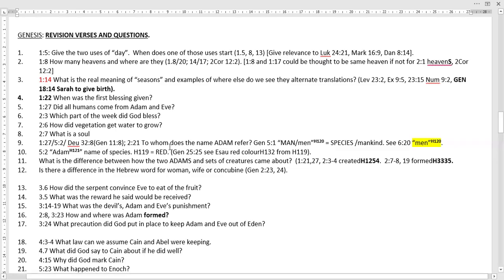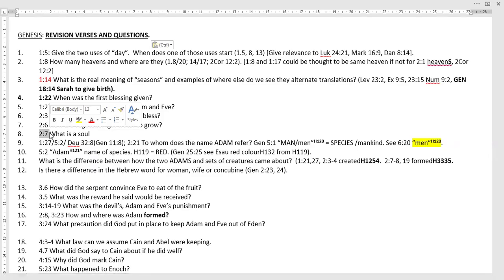Question 8. What is a soul? Our bodies are the soul. In Genesis chapter 2, verse 7, which I just read out, it said God breathed into his nostrils and the man became a living soul. And later on, when we come to the days of Noah, it talks about 8 souls being saved, 8 human beings.